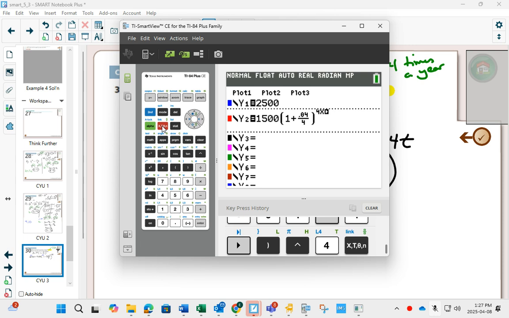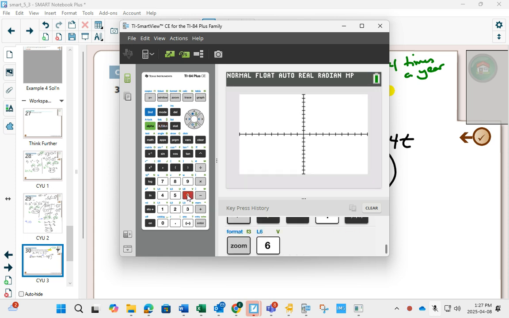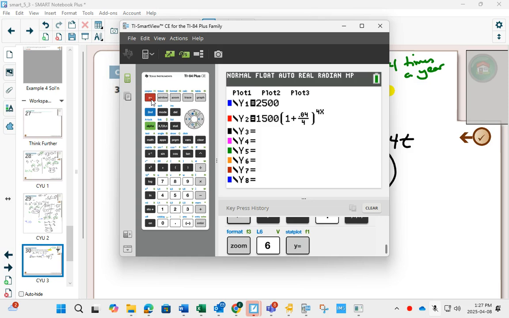in brackets. Now, normally when you hit graph, you'll probably be on a standard window. So I'm going to just zoom 6. This is the standard window. It really is not very helpful in this question. Do you see where the two graphs intersect? We have a problem, because y equals 2,500 is a horizontal line. Are you surprised we didn't see it from minus 10 to 10?